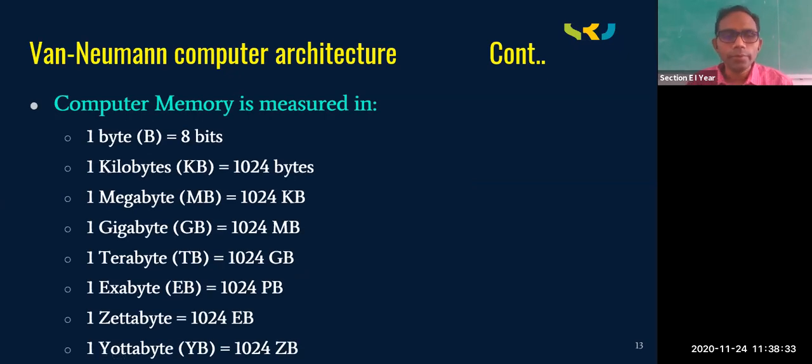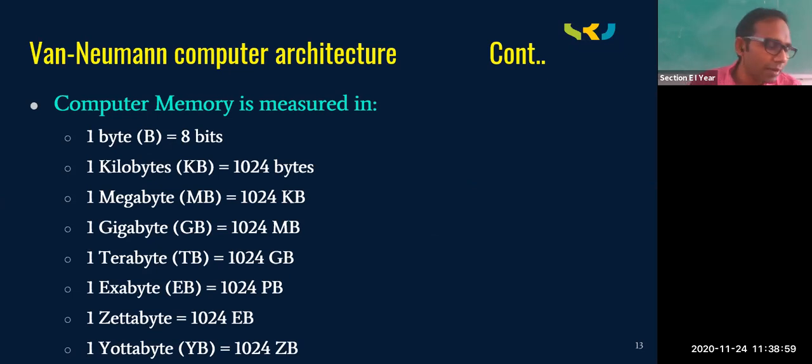So we will be having measurement. Computer memory is measured in these aspects. 1 byte is equal to 8 bits. 1 kilobyte is equal to 1024 bytes. 1 megabyte is equal to 1024 kilobytes. 1 gigabyte is equal to 1024 megabytes. 1 terabyte is equal to 1024 GB. 1 exabyte, 1024 petabyte, zettabyte, yottabyte. So these are the different representations of memory units.